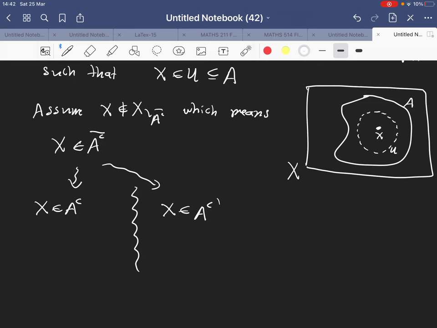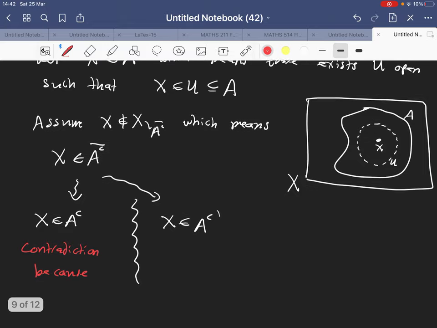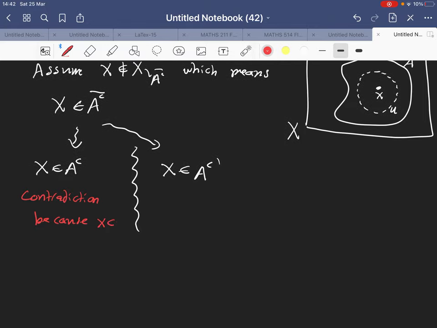Of course, X in A complement, this is a contradiction directly without doing anything, because we assume from the beginning that X is in the interior, hence X is in A. So we get a direct contradiction. X cannot be in the complement at the same time as the set A.